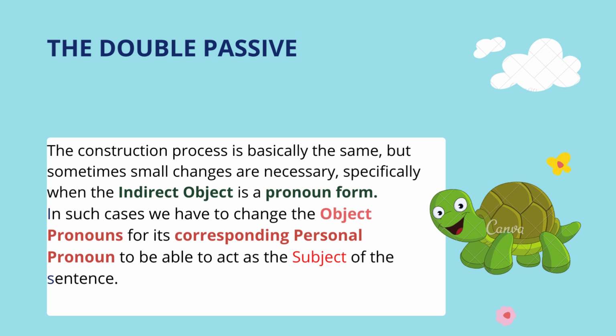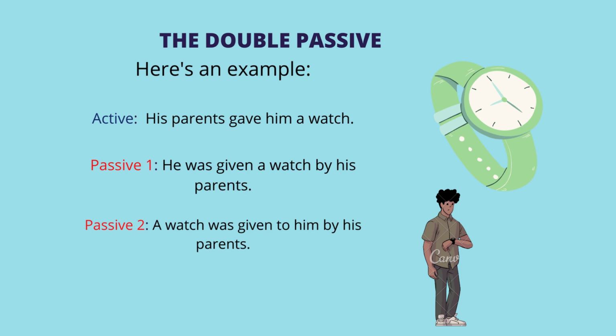The next thing we are going to look at today is the double passive. This construction is basically the same, but what you have to pay attention to here is that the indirect object is a pronoun form. In some cases, we have to change the object pronoun to its corresponding personal pronoun to be able to make it the subject of the sentence. Okay, so here you have some examples. You can have a look at them. His parents gave him a watch. He was given a watch by his parents, or a watch was given to him by his parents.